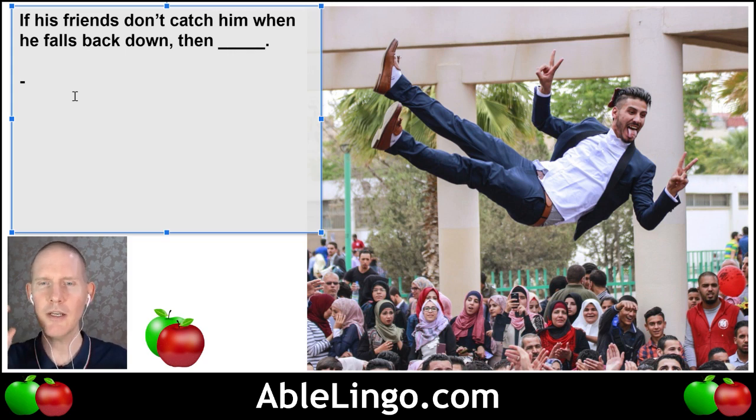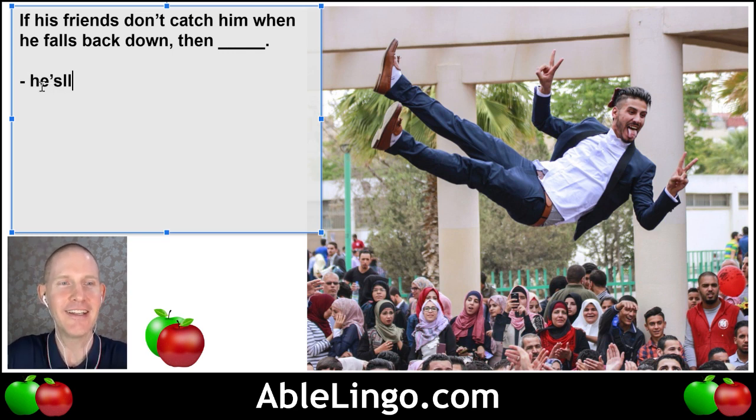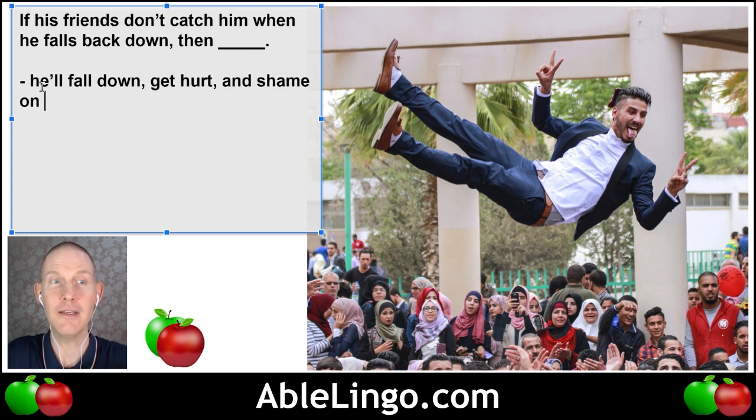So we're going to assume, we can't quite see, but maybe his friends are all together and they linked their arms together and they threw him up in the air, right? And he's like, yahoo, right? Take a picture. I look beautiful in my business suit, right? And he's like, okay. Burhanamad says, he'll fall down, get hurt, and shame on him. Then he'll fall down, get hurt, and shame on him for doing something so stupid, maybe.